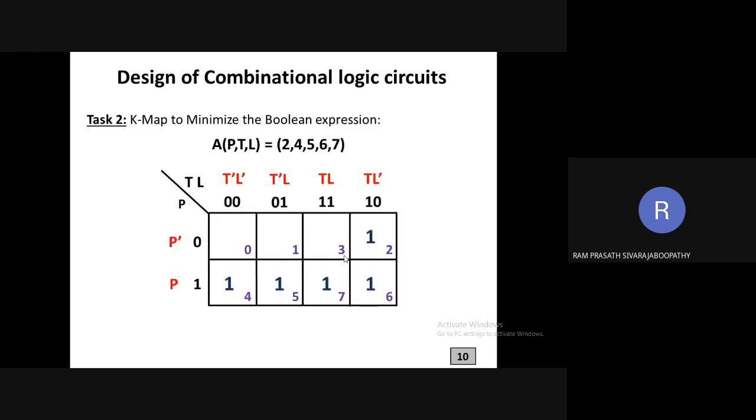How can we group this? And what is the expression we are getting from this? So 4, 5, 7, 6 is one group, 2, 6 is another group. Very good. So what about the final expression? Yes, very good. Super. P plus TL bar.